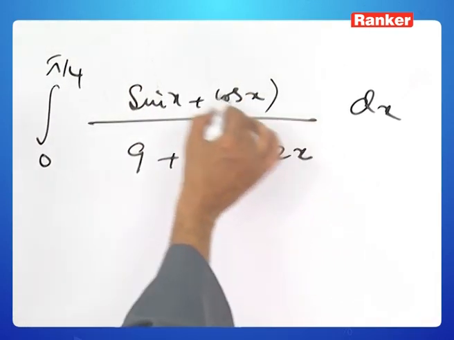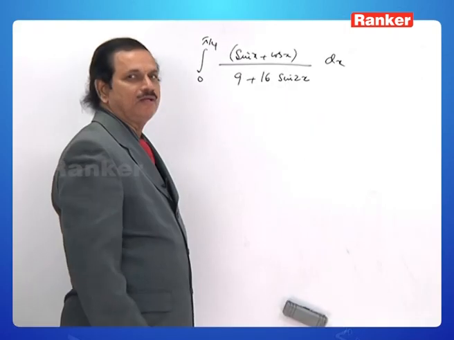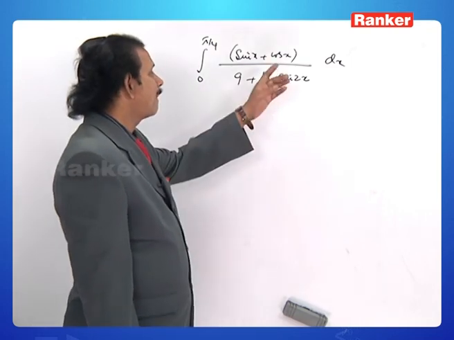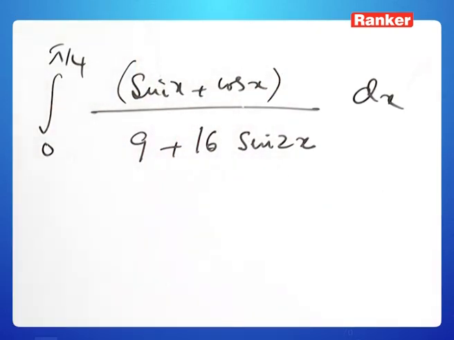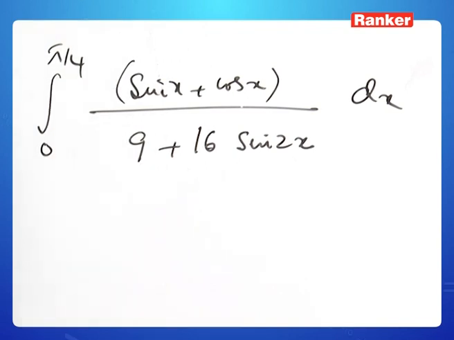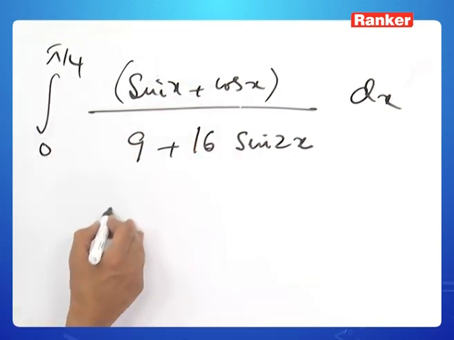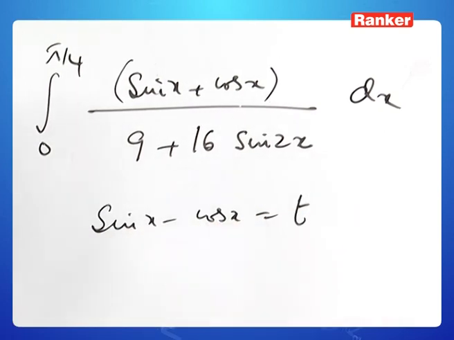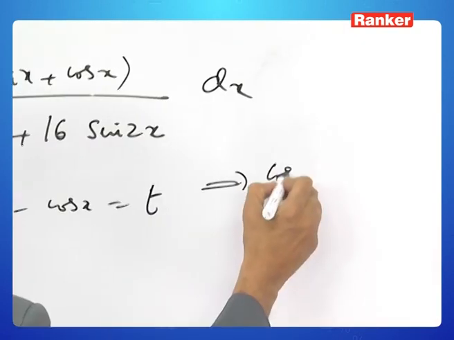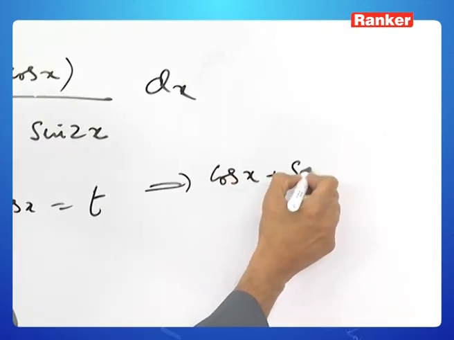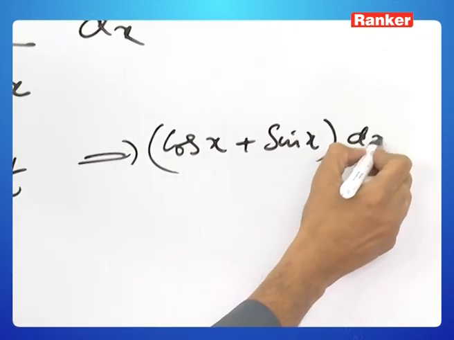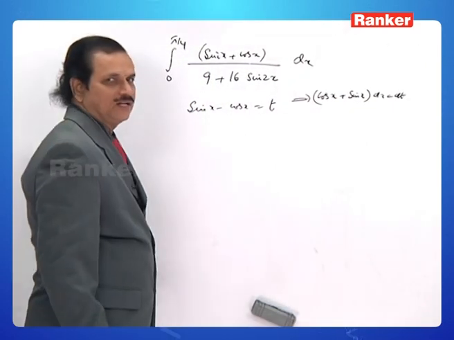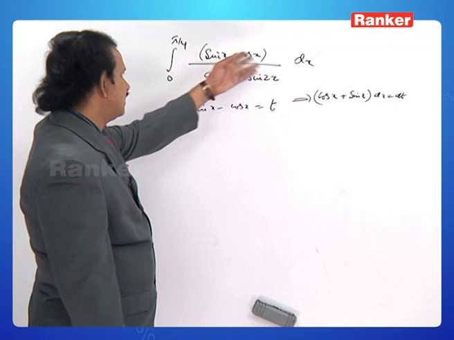My dear friends, you please observe the quantity available in the numerator. It is sin x plus cos x. Come on, what is its integral? Sin x minus cos x. So, keeping this in view, I like to take sin x minus cos x as t. Implies cos x plus sin x dx is equal to dt. Up to here, numerator it is okay.